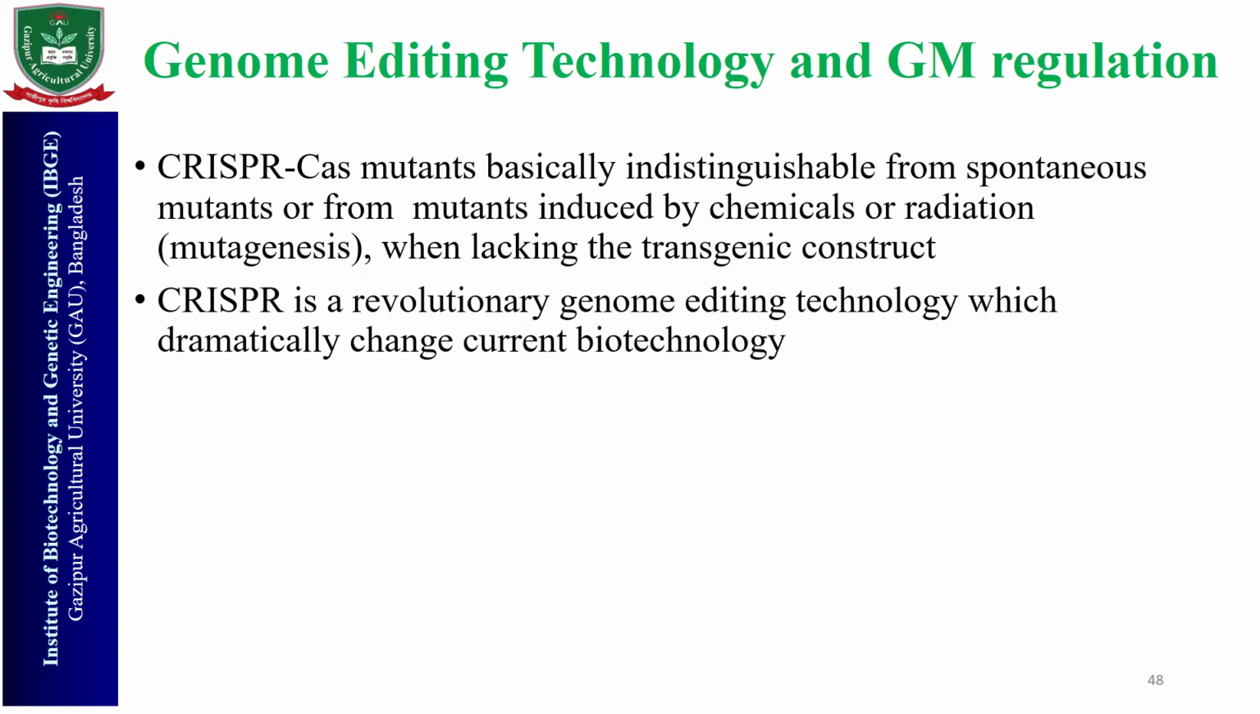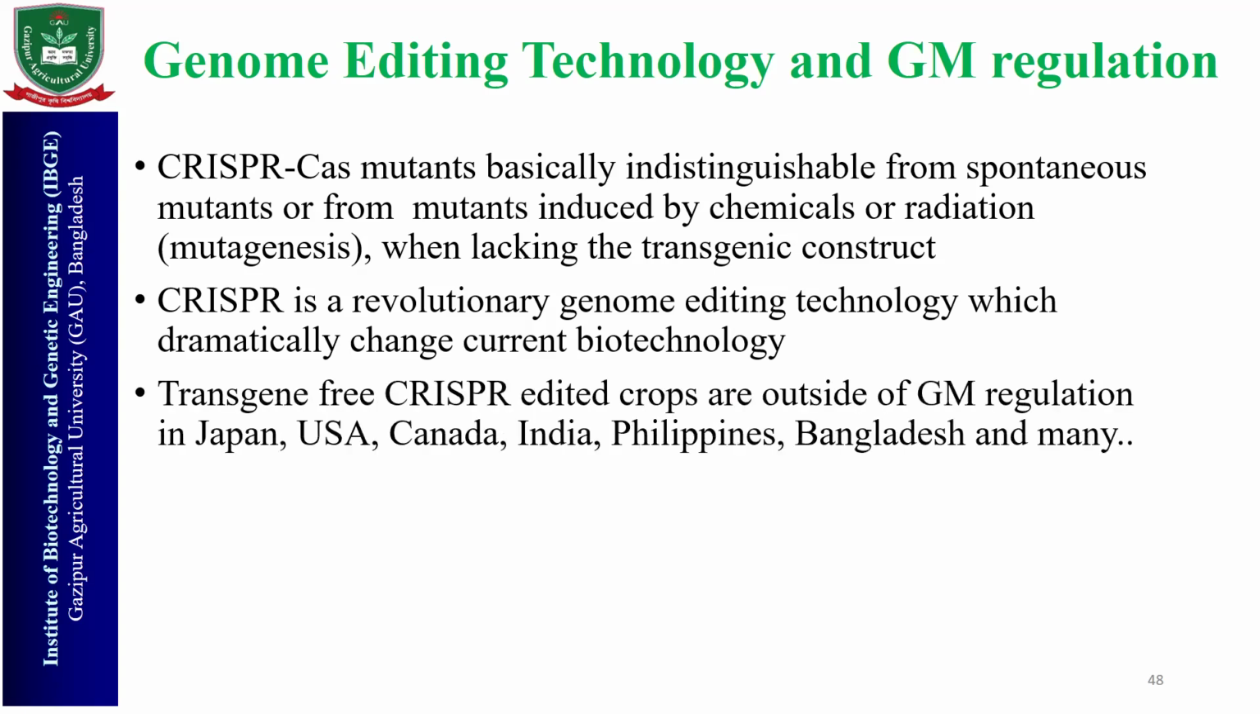CRISPR is a revolutionary genome editing technology which dramatically changed current biotechnology. It is even called rewriting the biology. And transgene-free CRISPR-edited crops are outside of GM regulation in Japan, USA, Canada, India, Philippines, Bangladesh, and many countries. That means if you develop a CRISPR-edited, super-engineered plant, you can go directly to the farmer's field.